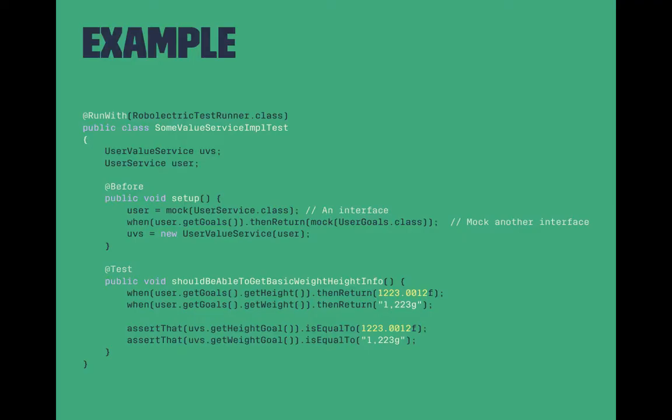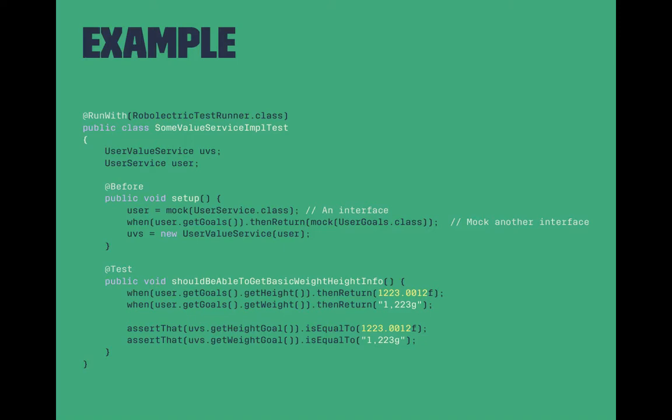So here's an example of how we can test something to help us make sure that our application is doing what we expect it to do. We're going to use a Robolectric test runner at the top. Instead of using the JUnit test runner, we use the Robolectric one. And we're going to call this class some value service implementation test. That's just some random name we threw in there.